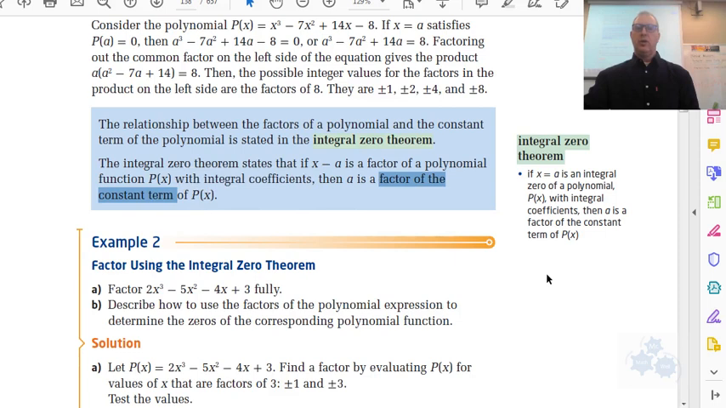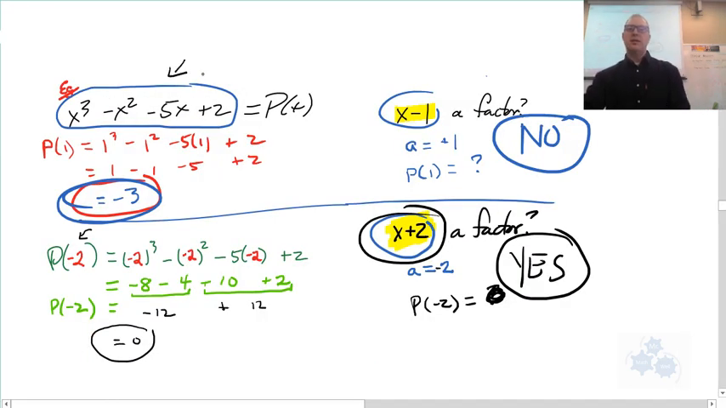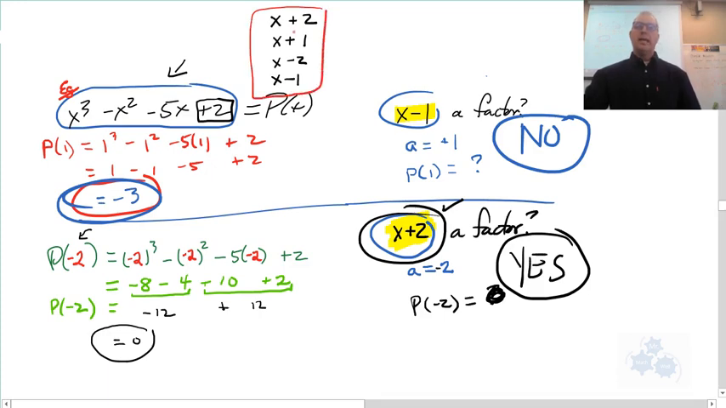All right, and I'll show you what that means. So the possible factors for this one that we just did, what we do is we look at the constant term right here, and I do x plus 2. That could be a possible factor, which we tested, and it is. It could be x plus 1. It could be x minus 2 or x minus 1. Those are the ones you want to test, because positive and negative 2 and positive and negative 1 are factors of 2.